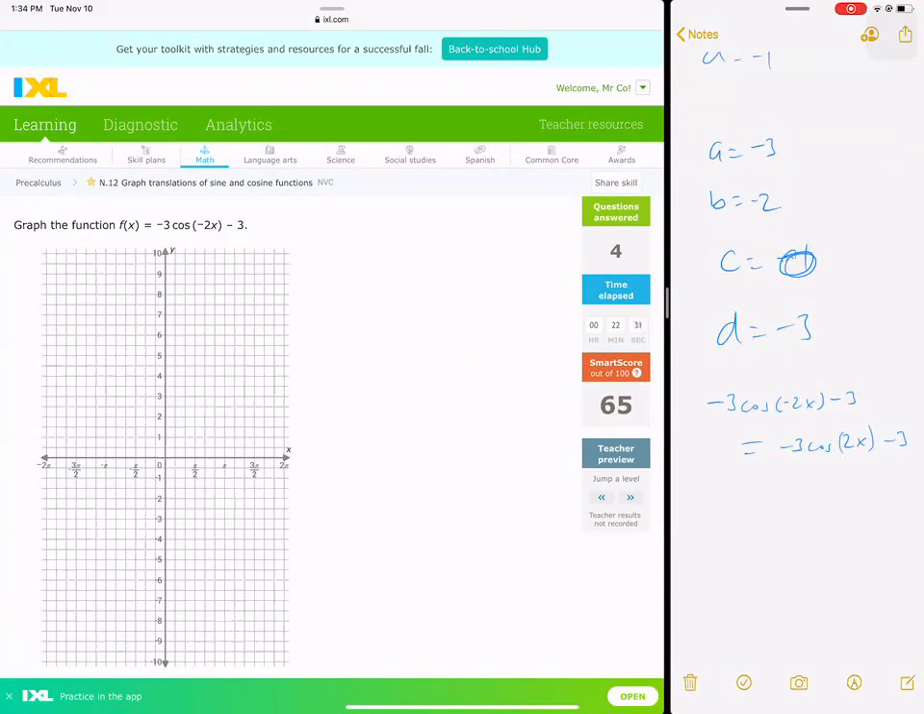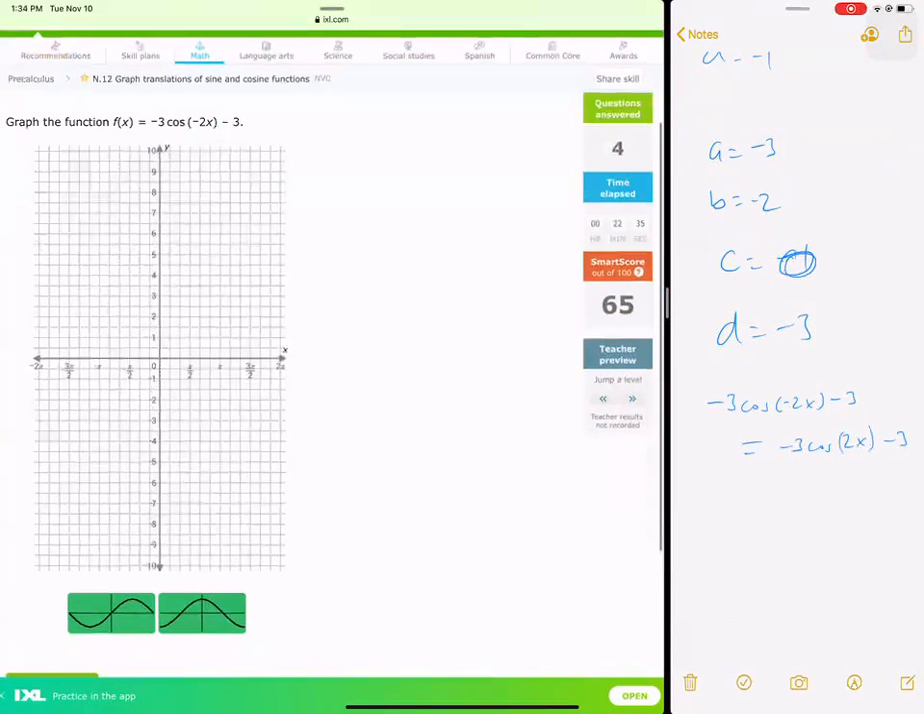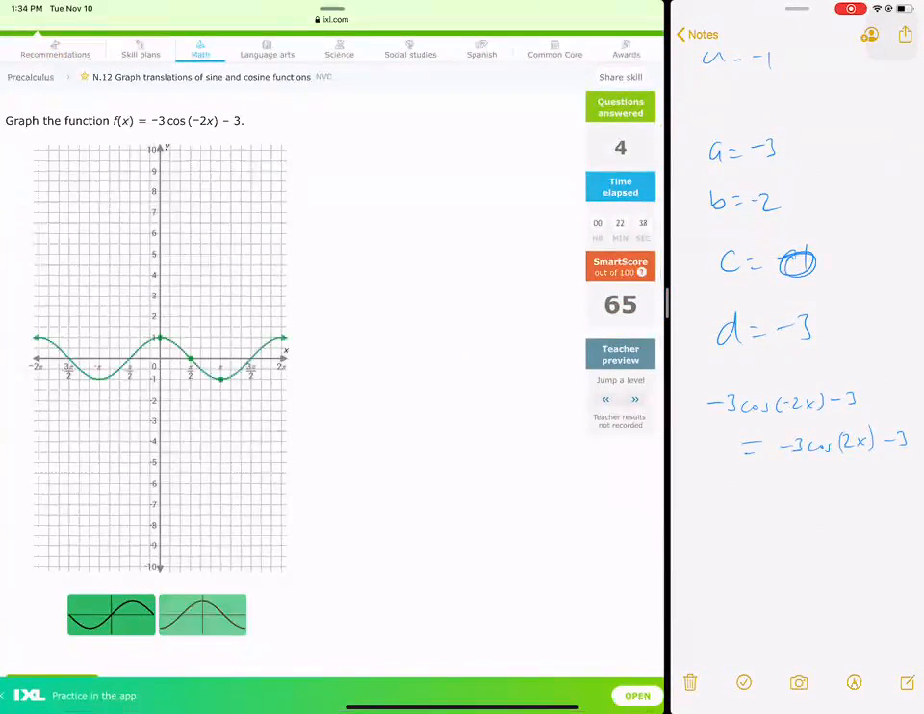So besides that, let's go ahead and just graph it. D is -3. So let's go ahead and move the graph to -3. This is a cosine graph, so let's move that down to -3. My C value is 0, so I'm going to start right at 0. But the period is 2. So the frequency is 2. So these graphs are going to be super small, half the size.